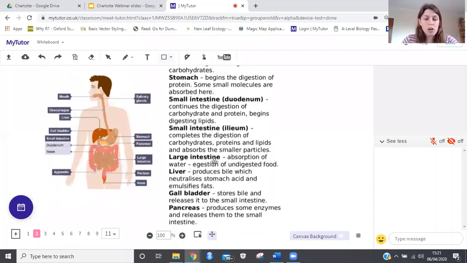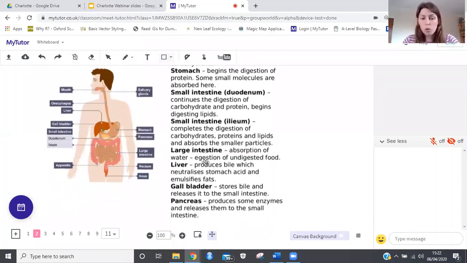We've also got a few more organs that are involved kind of in an outside way in digestion. So the liver produces bile, which we'll learn more about later. That helps to neutralize the stomach acid and emulsify some of those fats, but we are going to talk more about that at a later time.